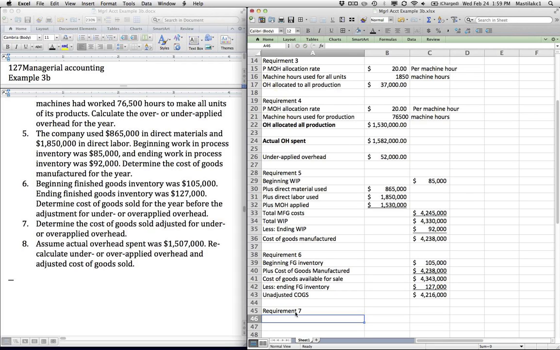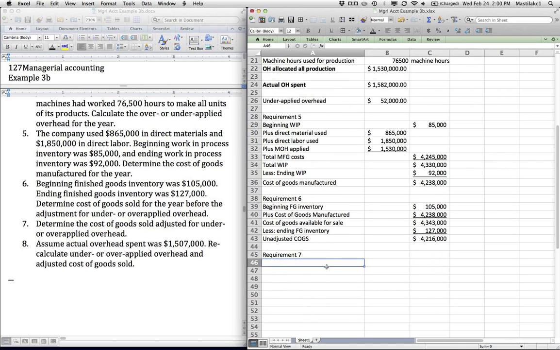Now this is a simplification. It is the case that our ending WIP is probably understated because we haven't put enough cost into ending WIP. Our ending finished goods is understated because we haven't put enough cost there. And our unadjusted cost of goods sold is understated. All three of those accounts are going to be understated because there's not enough cost in any of those accounts. But for simplicity, what a lot of organizations do is simply drop it into cost of goods sold. And that's the approach we're going to take here.